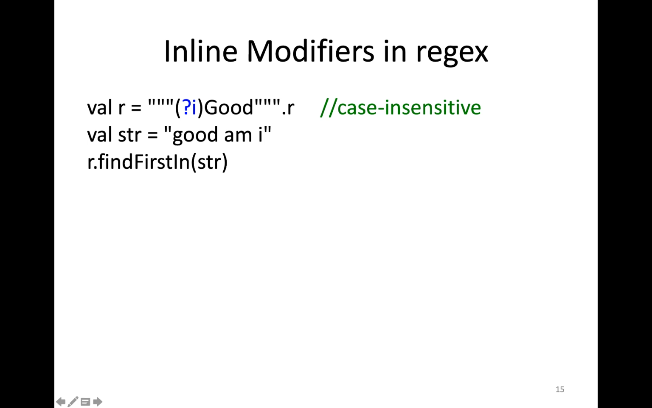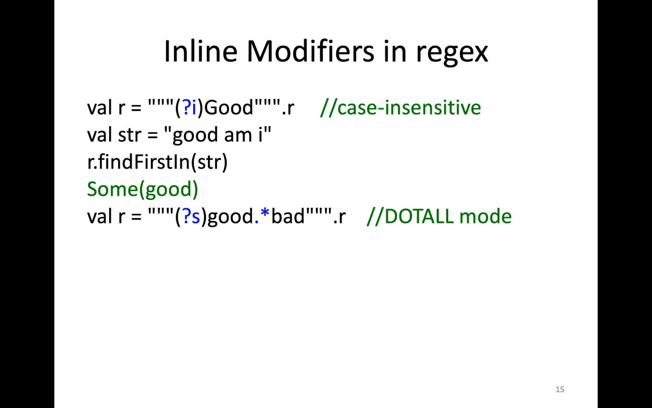More inline modifiers make the regex more powerful. To make this pattern case insensitive, we can use question mark i, that's an inline modifier, and then with this phrase, if we try to get the first match of this pattern, this will be the match even if this is a small g.